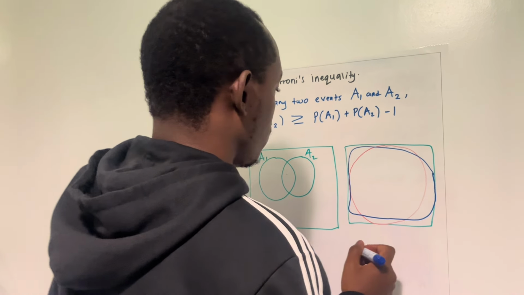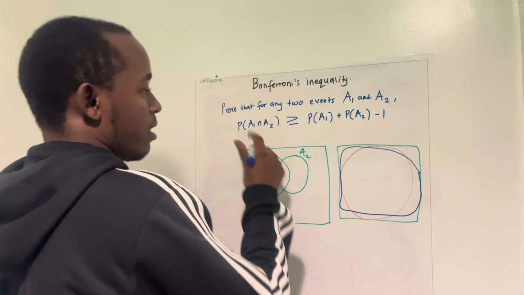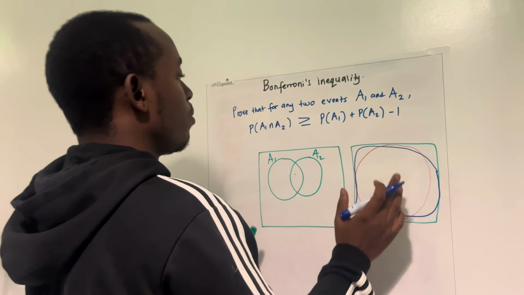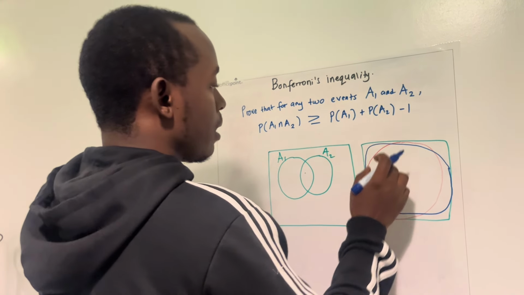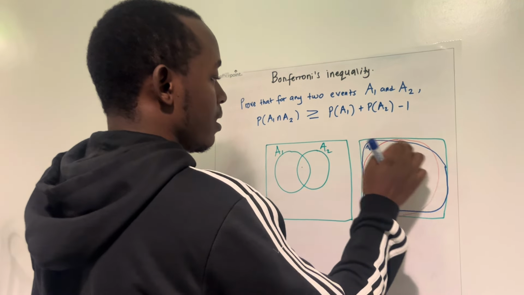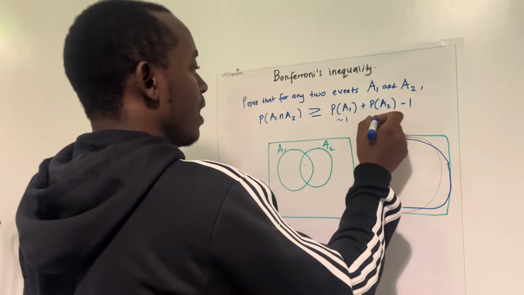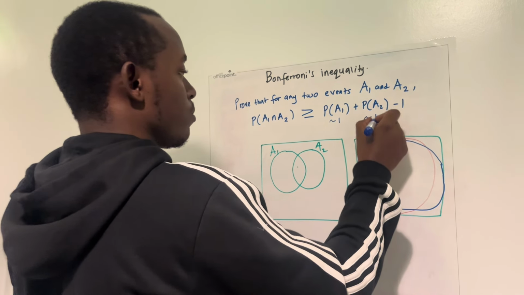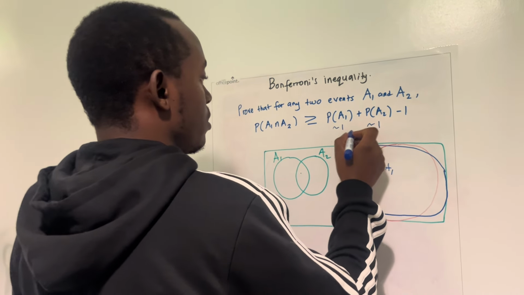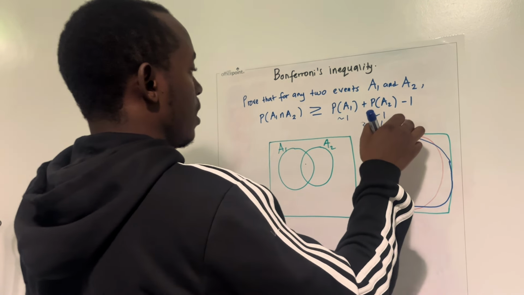So in this sort of case, you will find that the probability of A intersection A2, which will be this one here, will be so big. That means, let's say this is A1, and this is A2, and this is their intersection. You find that this one will be so large it's approximately 1, and this one is also approximately 1, so that when you add them up, this will be 2 minus 1. So the maximum they can be is 1.